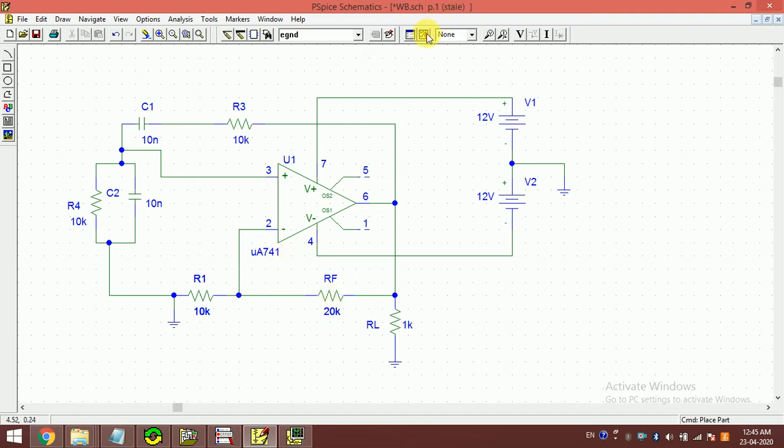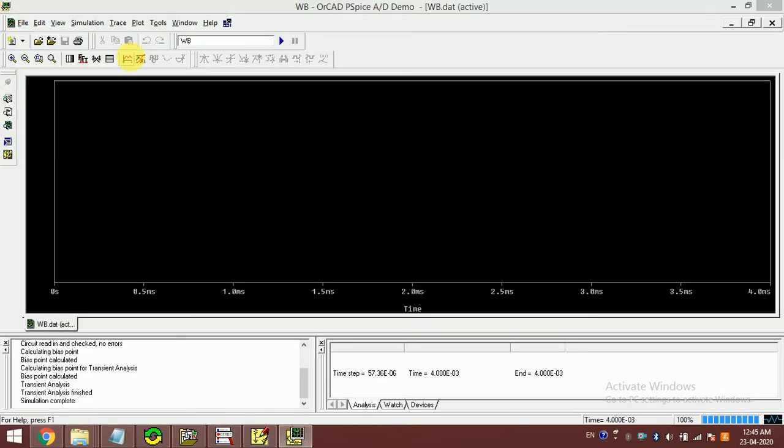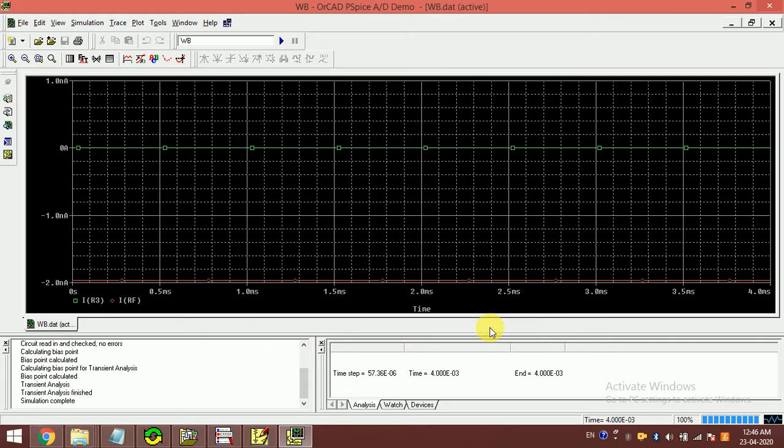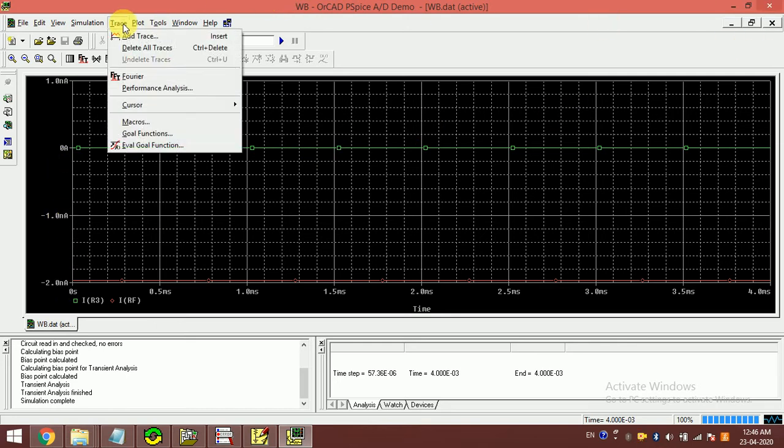So now if I run the simulation again, let's see what happens. This time if I again see IR3 and IRF, again there is a huge difference, but this is in nanoampere, you can see. So the difference is not so large. Let me plot the voltage and we will see what happens.